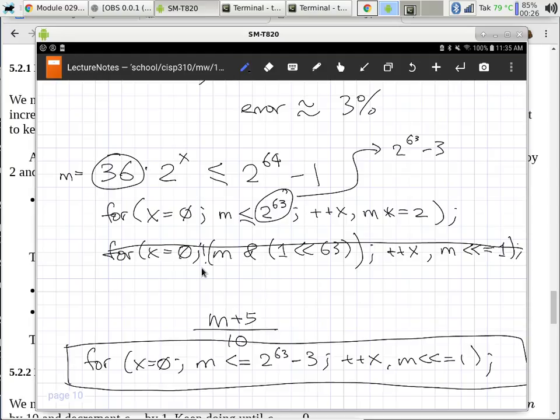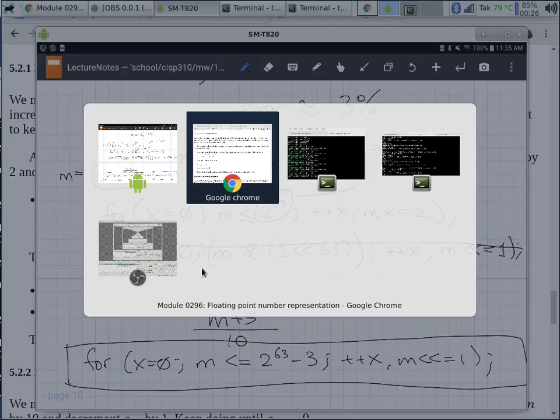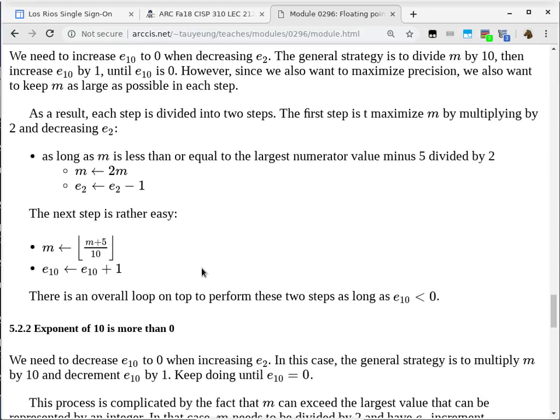And then we do a division by 10, right? So getting back to the notes. Then we perform a division by 10, and then we add 1 to the exponent of 10 because it was negative to begin with. So now it's one step closer. And then what do we do? Go back to the beginning.